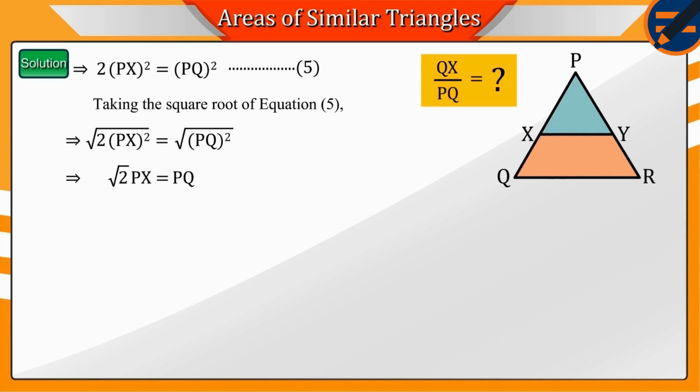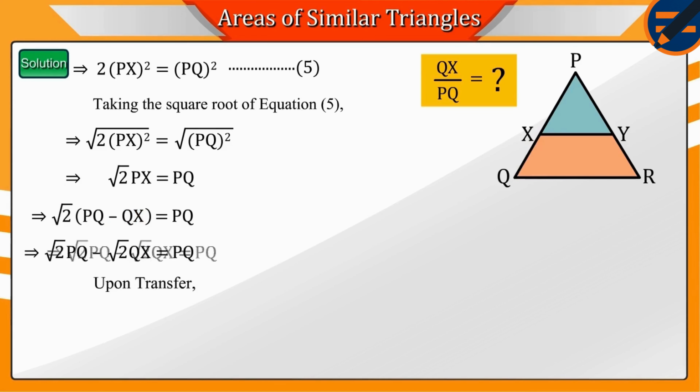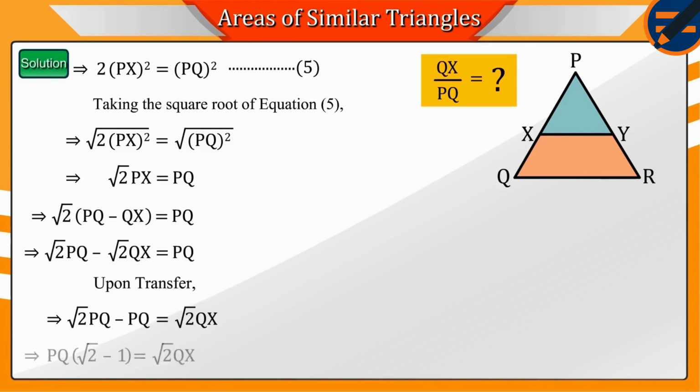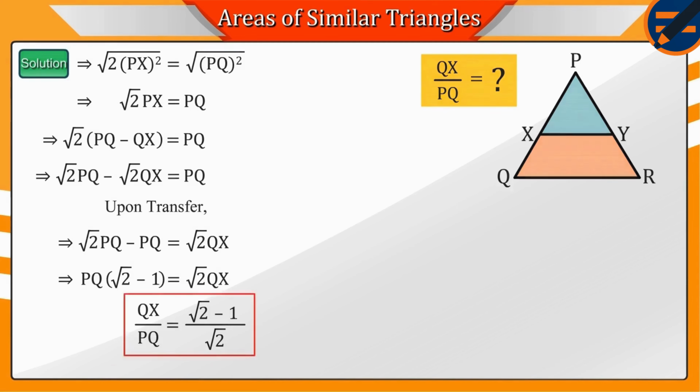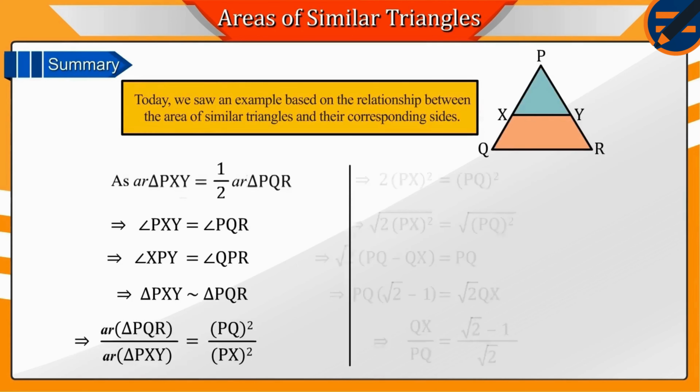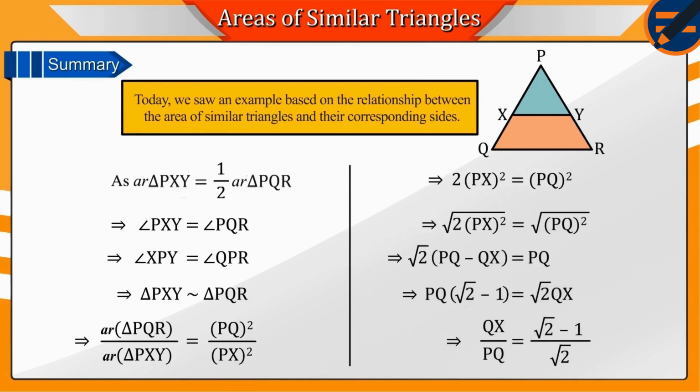Since we have to find the value of QX by PQ, can you tell us how we will write the segment PX? Correct answer. Segment PX can be written as PQ minus QX. On solving this, we can say that the value of QX by PQ is obtained as the square root of 2 minus 1 upon the square root of 2. So I hope you would have understood the relationship between the area of similar triangles.